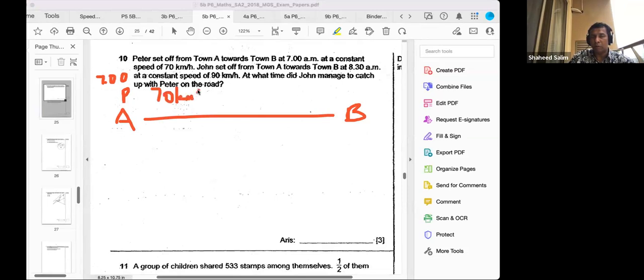Okay. You see, I'm writing all these details now. John also set off from A to B. So John is here. But he set off 1.5 hours later, 8:30 a.m., and his speed is 90 km per hour. It's much faster, 20 km faster. Now, the question is asking, what time did they meet up with each other? So the first thing you need to do, can you find, hold on, just let me write this.